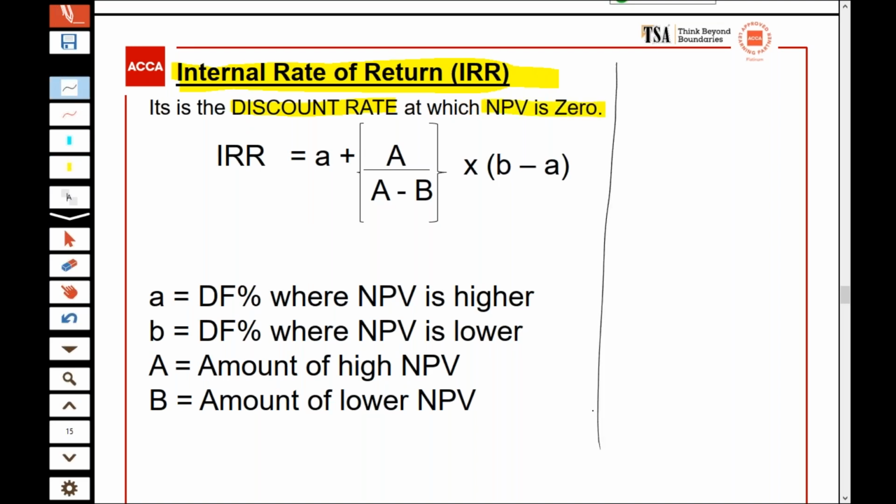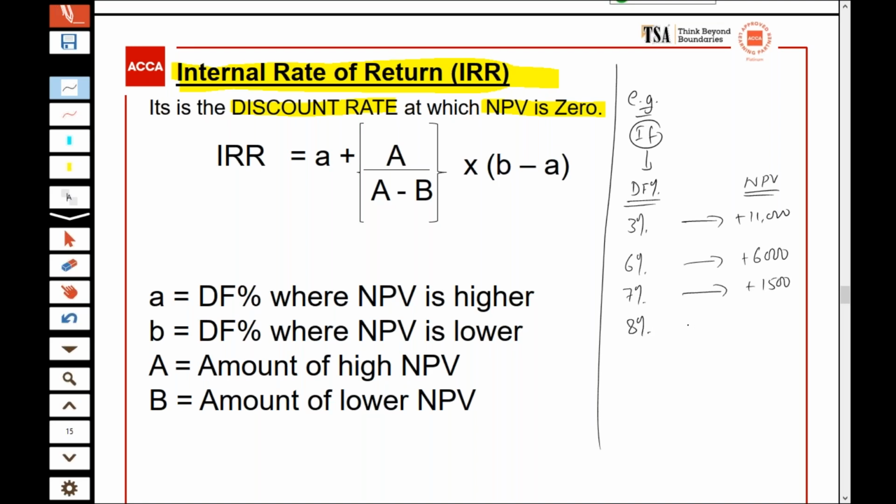I'm giving you a very simple example. Imagine my discount factor and my net present value. If my discount factor is 3%, the net present value would be 11,000, for example. If I increase it to 6%, the net present value will fall, for example to 6,000. If it is 7%, it is 1,500. If it is 8%, the net present value would be zero.